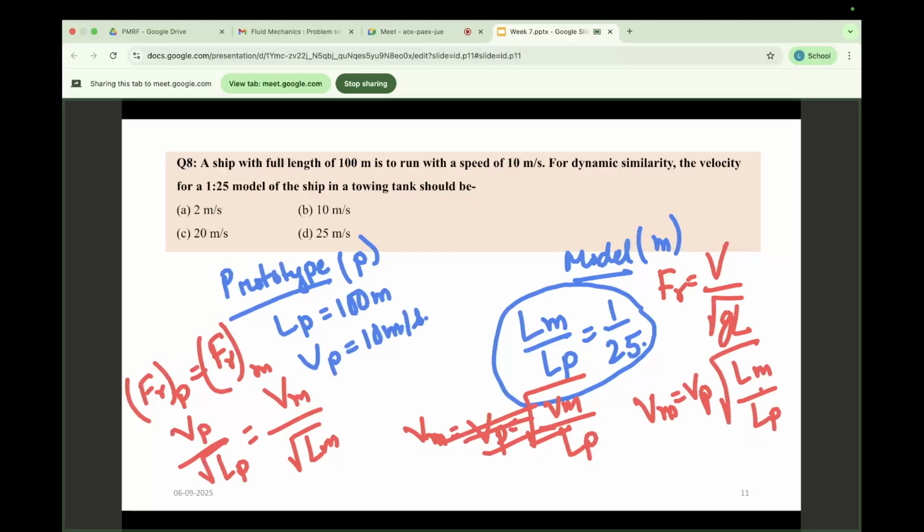So I can put this value. Lm by Lp is 1 by 25 and Vp is 10. So this is 2. So the correct answer is option A. So by equating the Froude number in both the cases, I will be able to solve the question.